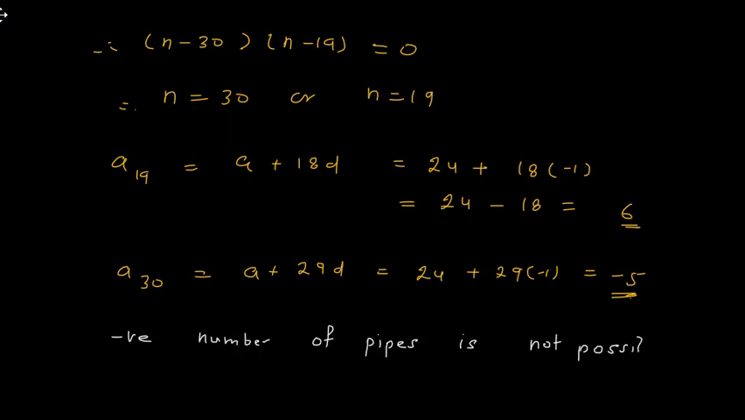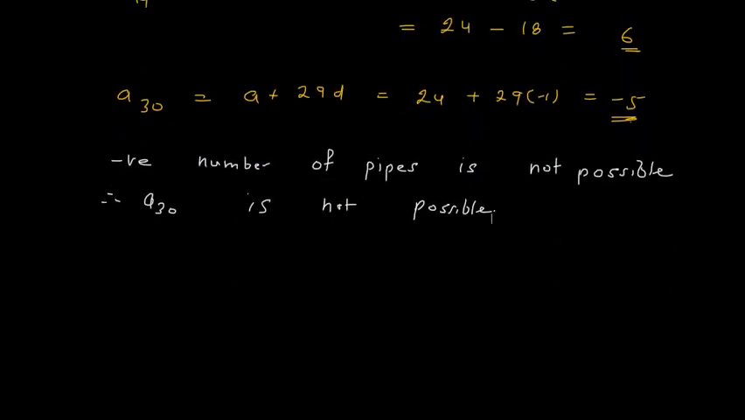Therefore, a30 is not possible. Or better, I will say that n is not equal to 30. Therefore, I will say that n cannot be 30. So therefore, n equals 19 is the perfect answer.